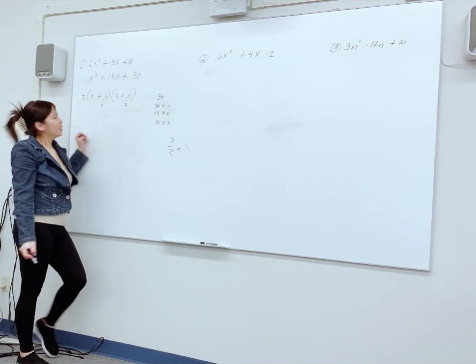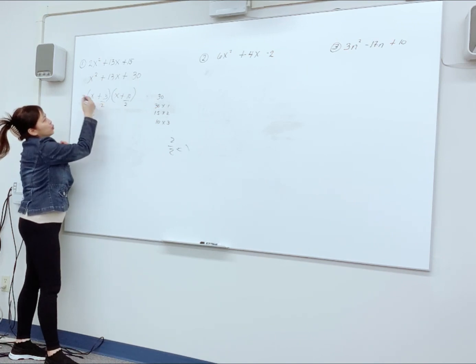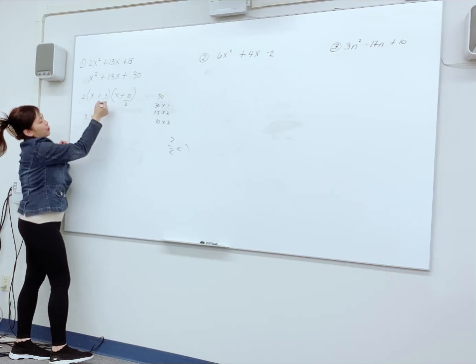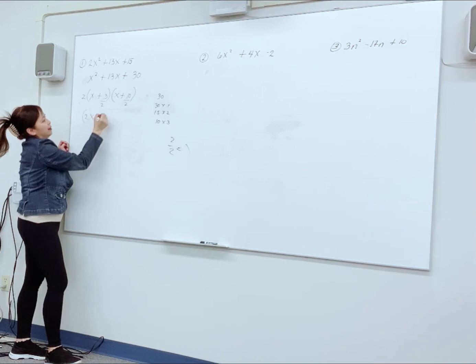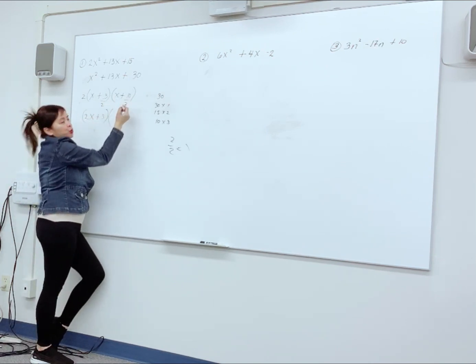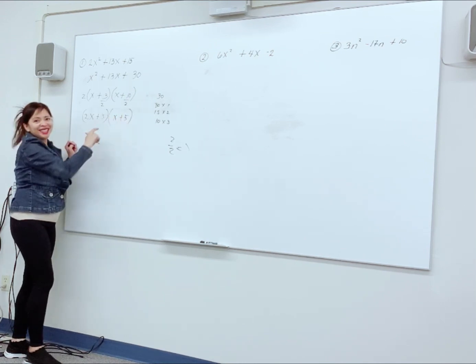Now, let's multiply this 2x. And 2 over 2 is 1. 2 of 3 over 2 anyway, that's 3. Next, x plus 10 over 2. X is just plus 5. And this is our final answer.